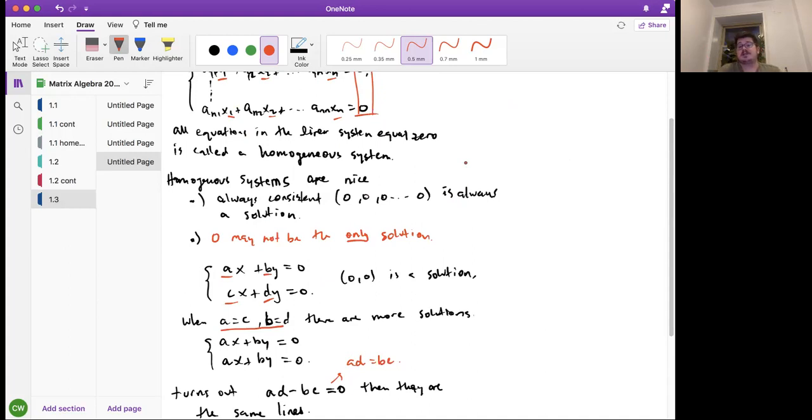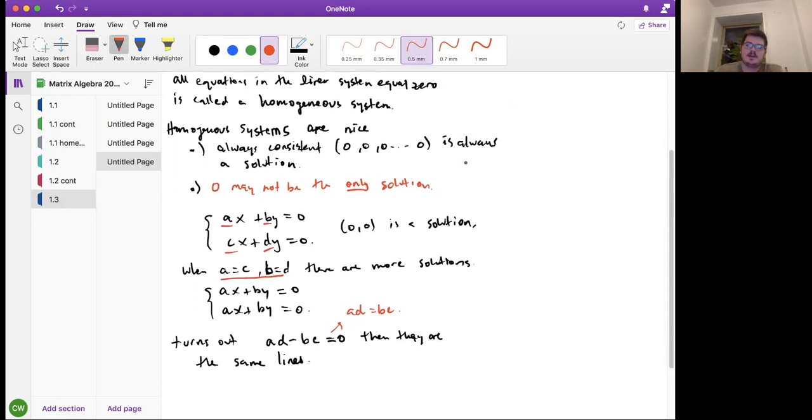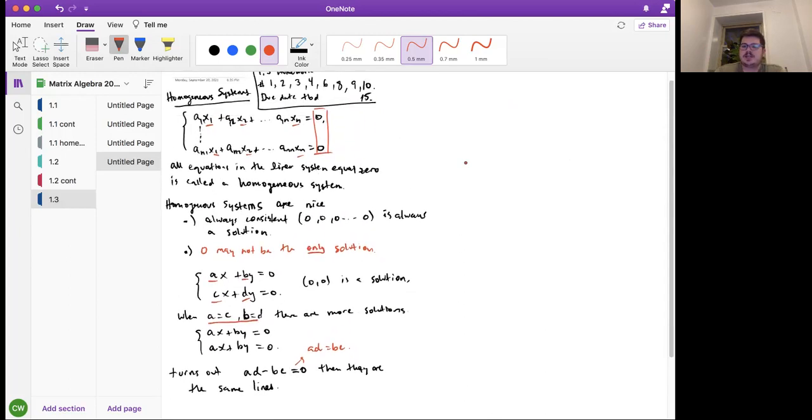And we'll talk about this even more later in the course. But it's just a little intro to that. Okay, any questions on homogeneous systems? And we see why 0, 0 is always a solution, but maybe not the only one.